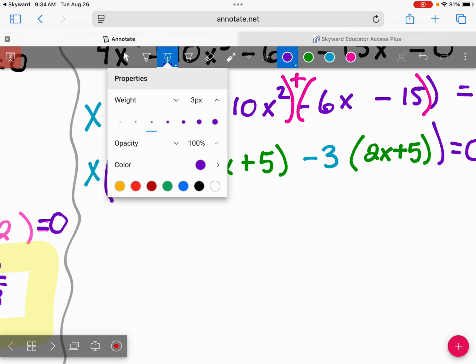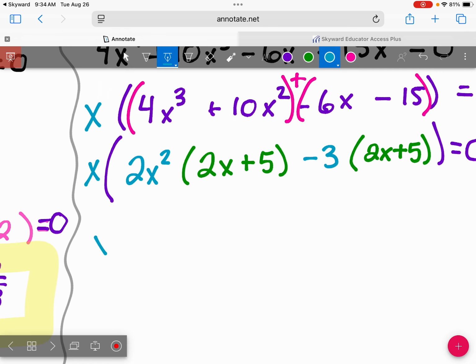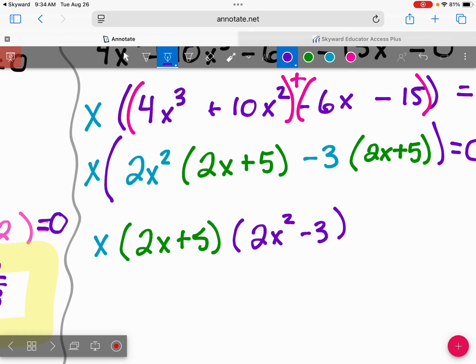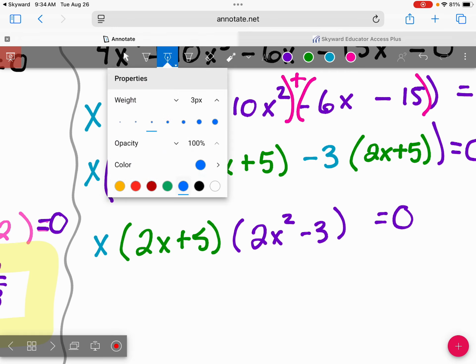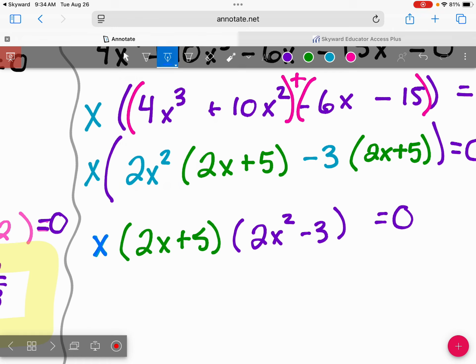So writing this in our fully factored form, we're going to have our x, and our 2x plus 5, and our 2x squared minus 3. Questions as it sits right now before we go in for roots?